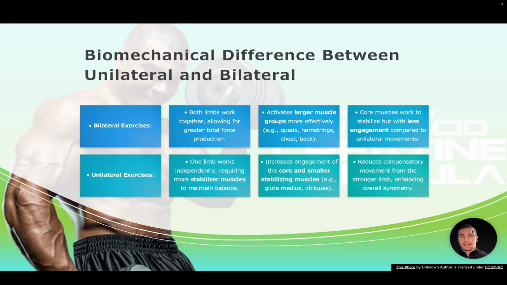So again, you're sort of noticing the difference between these two. Bilateral is both limbs working together. Unilateral is one limb working independently and helping to stabilize the body. So that's sort of what the difference is here. I hope that this sort of gives you a clear picture of what these two training methods are, and it helps you understand a little bit better.